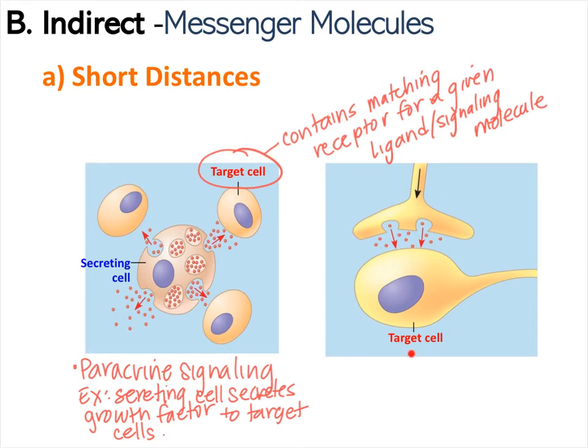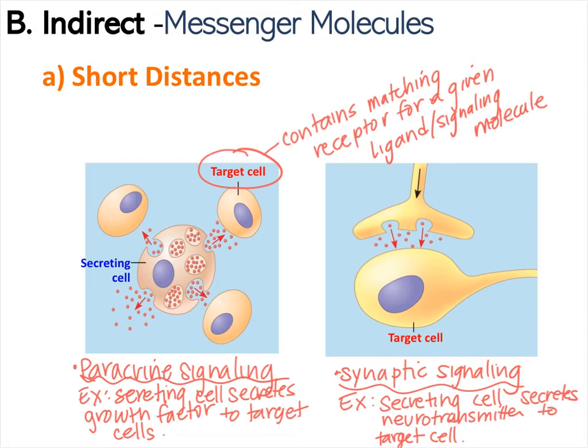On the right, we have another example. Again, this is short distance signaling, where there's a cell that will be secreting a ligand or messenger molecule, and then there is a target cell that should have the matching receptor. This specific example is synaptic signaling, where a secreting cell, in this case a neuron, will release a ligand or signaling molecule, in this case a neurotransmitter, to a target cell. This is again short distance, so these are very close together, but there is still a gap there, so that ligand or neurotransmitter will have to travel across to be received by the target cell.